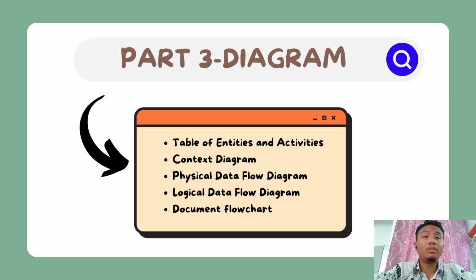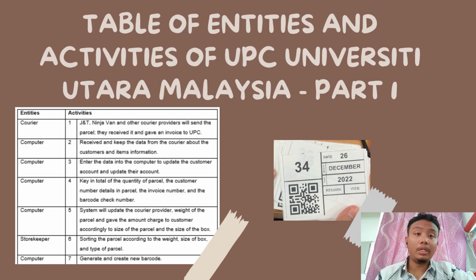Here in part 3 are the basic diagrams, which contain a table of entity activities, context diagram, physical data flow diagram, logical data flow diagram, and lastly a data flow chart. They are going to be presented by my fellow group members. So here is the table of entities and activities of UPC, University Utara Malaysia, which is part 1.